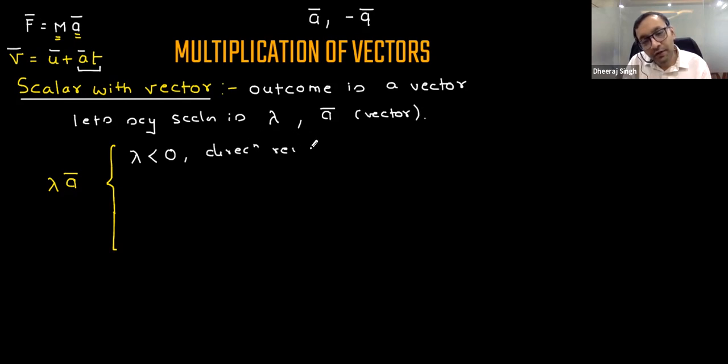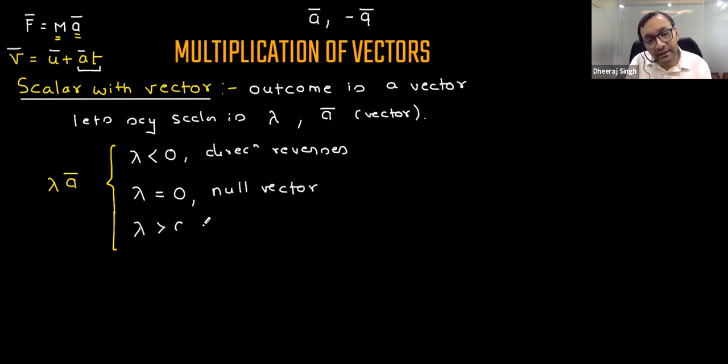Direction reverses by 180 degrees. And my dear friends, if lambda is equal to zero, what happens to the direction? Direction vanishes. It becomes a null vector. Only if lambda is greater than zero, the direction is same. Okay. This is about the direction.